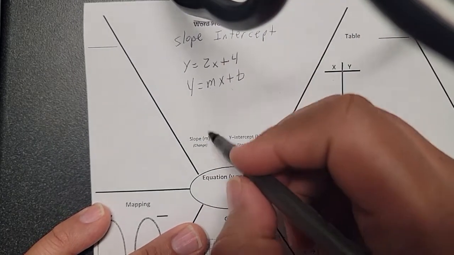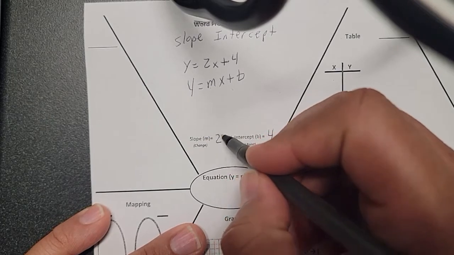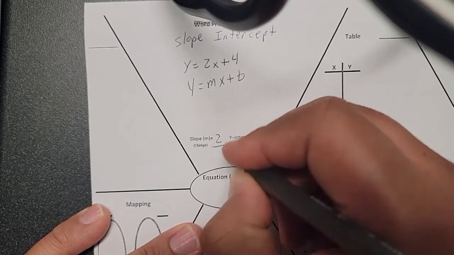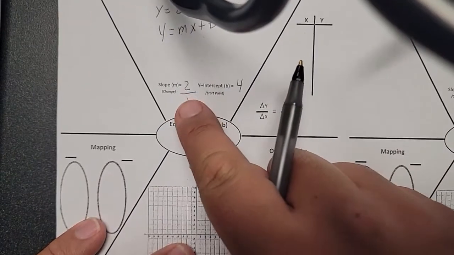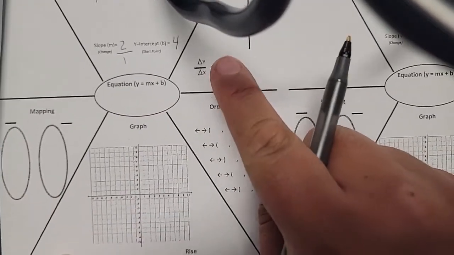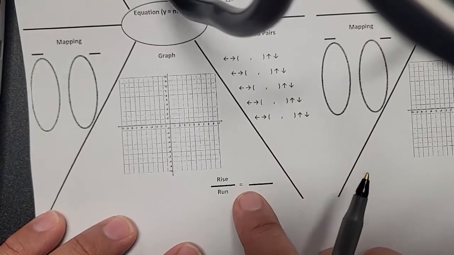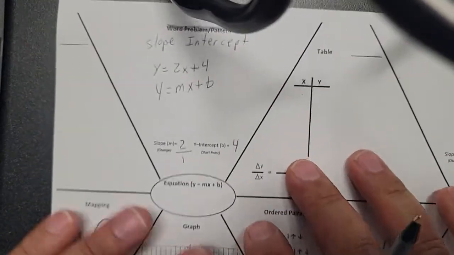Okay? Now, just for right now, I would say that we want everything to be in fraction form. So put 2 over 1. Anytime you have a whole number, put a 1 over it. And this slope should match this slope, and it should match this slope. All right, so we're going to go over everything at once.